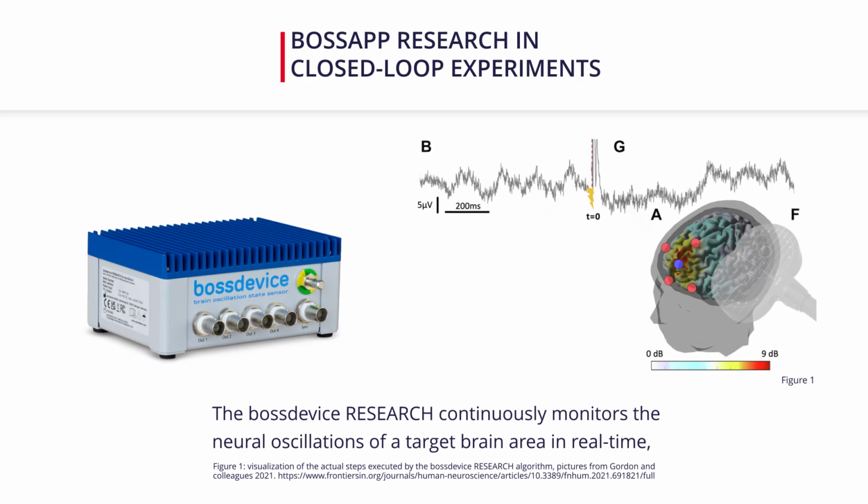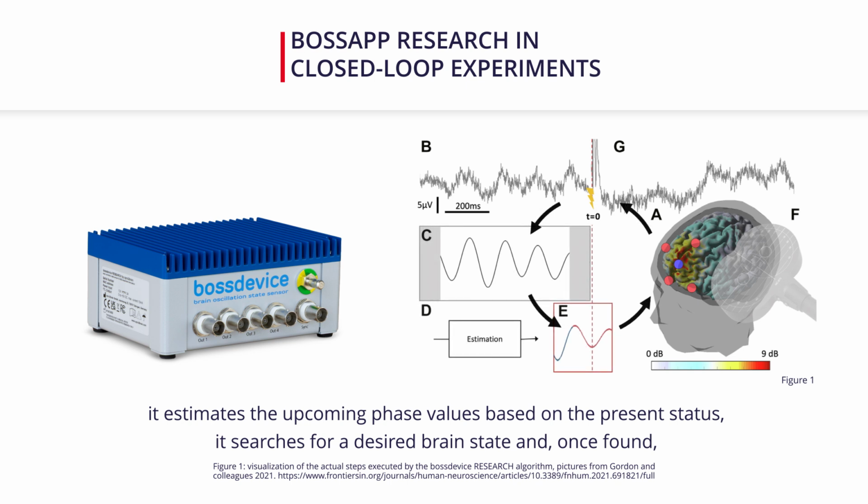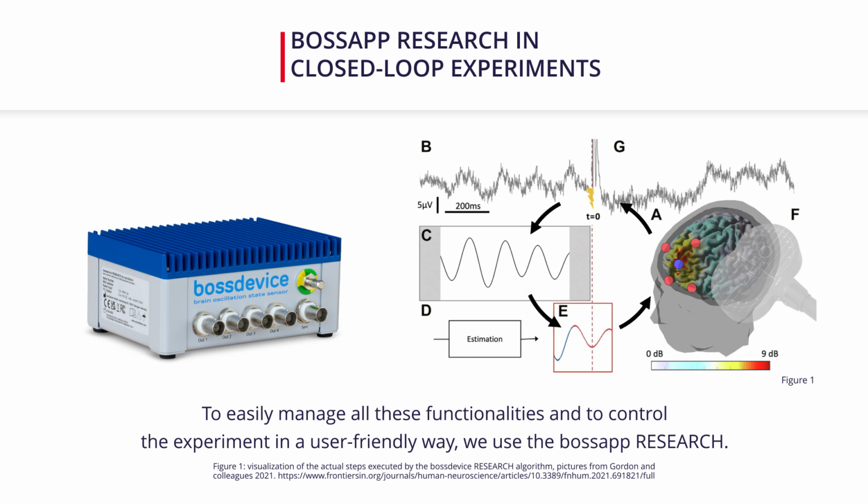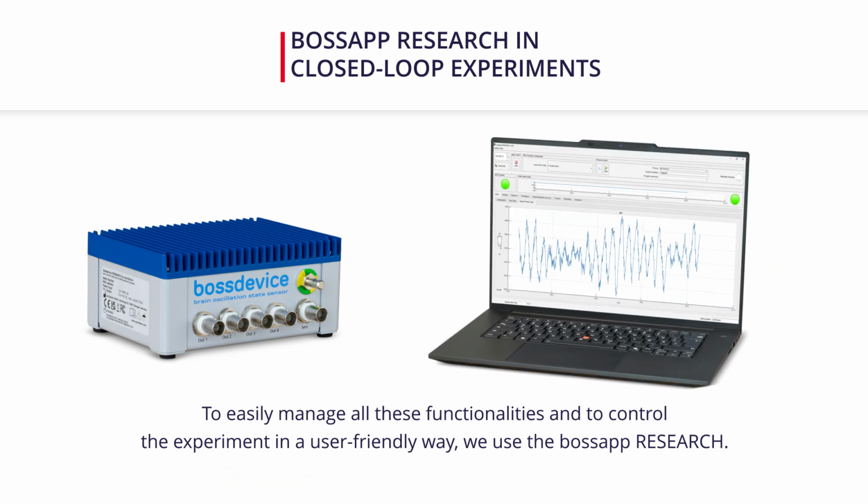The bossdevice research continuously monitors the neural oscillations of a target brain area in real time. It estimates the upcoming phase values based on the present status, it searches for a desired brain state and, once found, sends a standard digital output to activate an external intervention, like a TMS stimulator. To easily manage all these functionalities and to control the experiment in a user-friendly way, we use the bossapp research.